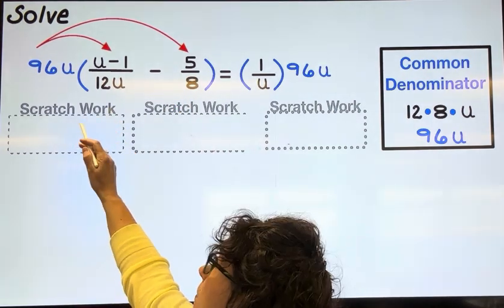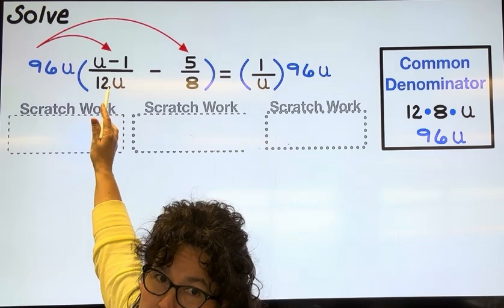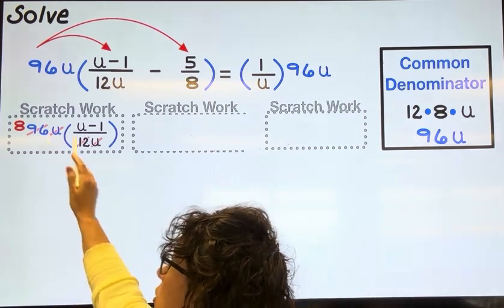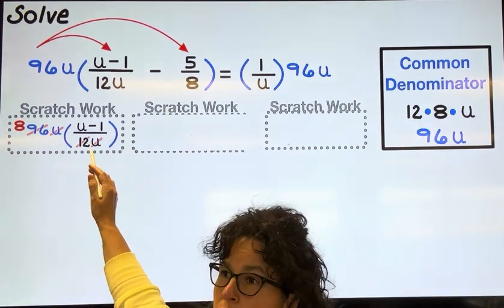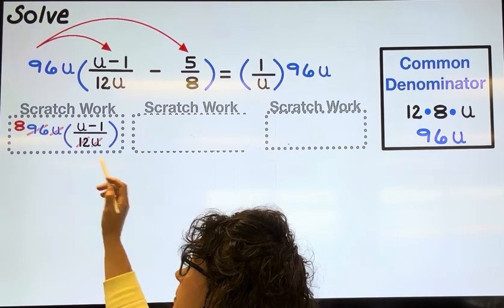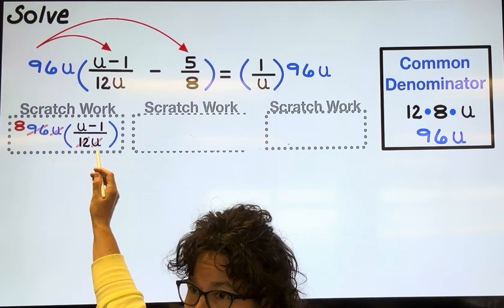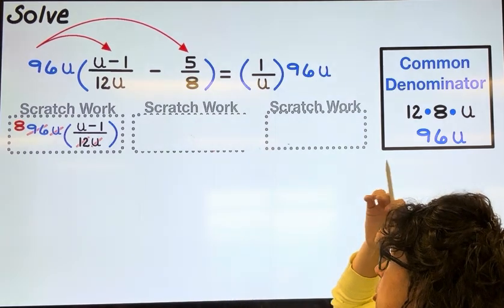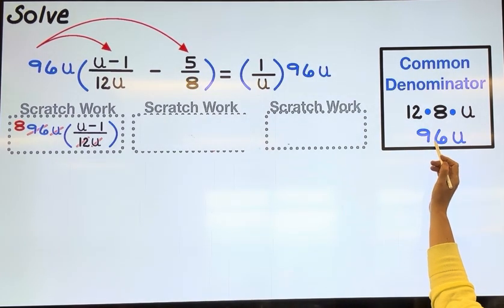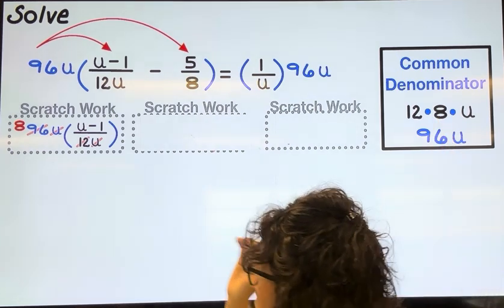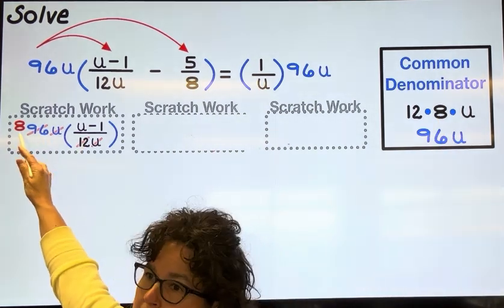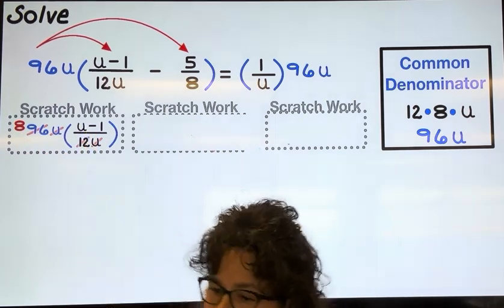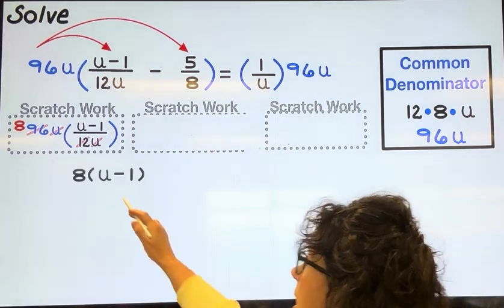Now when I distribute and take the 96u times this first fraction, let's do a little bit of scratch work here. I put the 96u next to the u minus 1 over 12u, and when simplifying that, the u cancels this u, and then 96 over 12, that shouldn't be too hard, considering to get to 96, we multiply 12 by 8. So 96 and 12 cancel to get 8, and all I have left is 8 multiplied by u minus 1. So I have 8 times u minus 1.